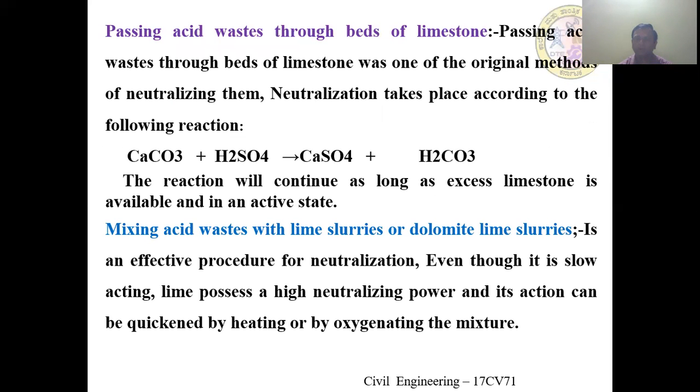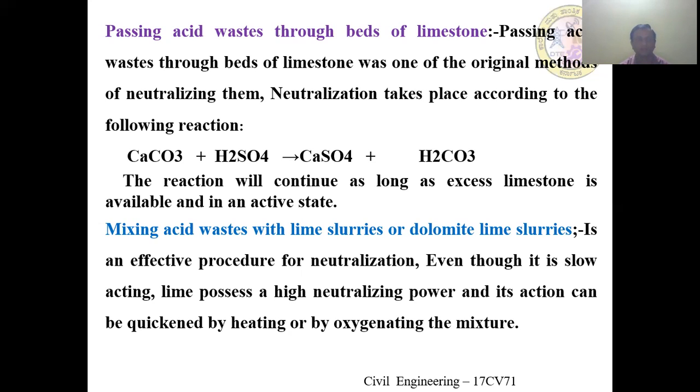How are we going to remove an acidic solution? One of the methods is passing the acid waste through beds of limestone. Passing an acid through beds of limestone was one of the original methods of neutralizing it. The neutralization takes place according to the following reaction.